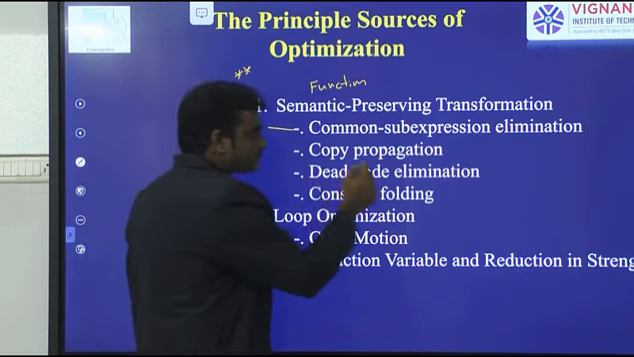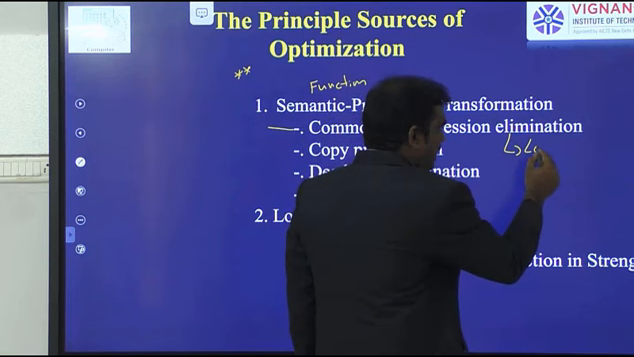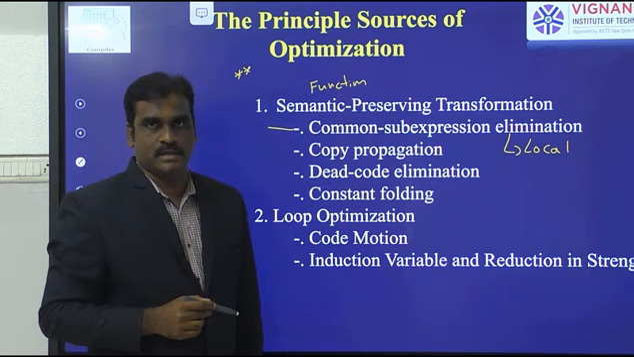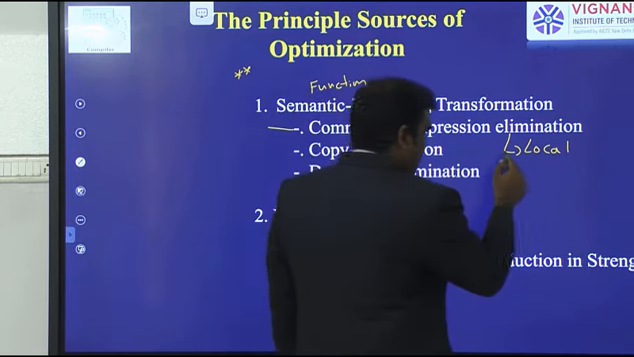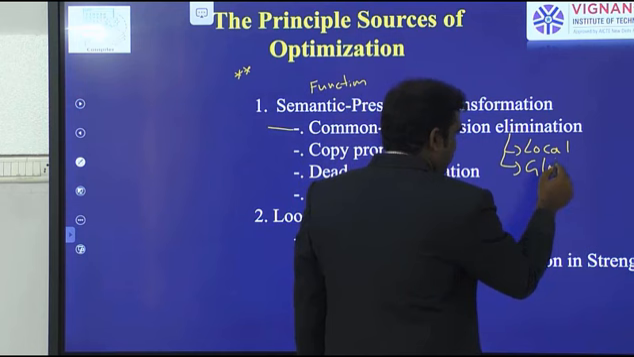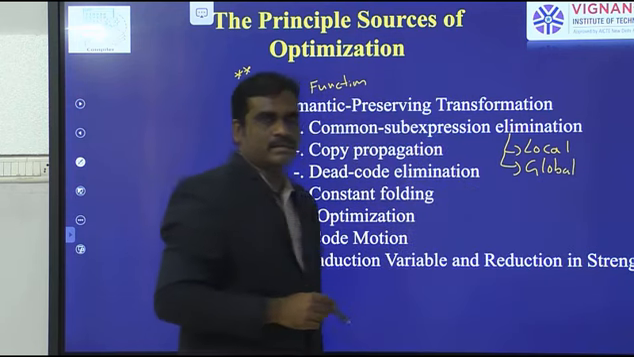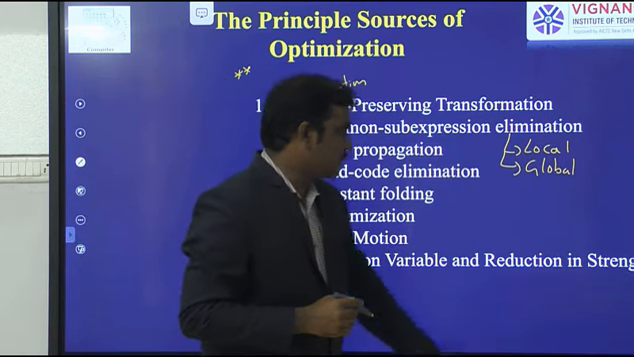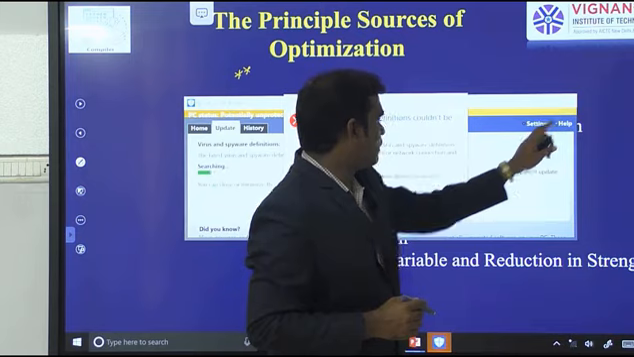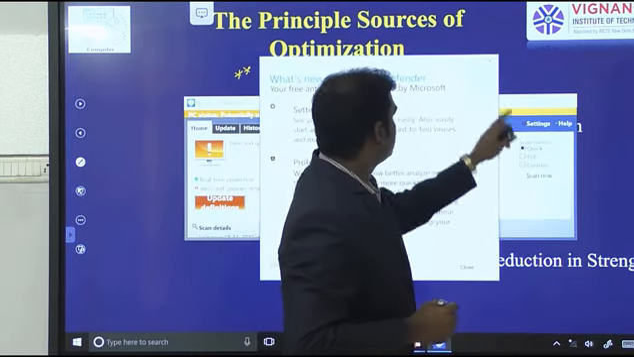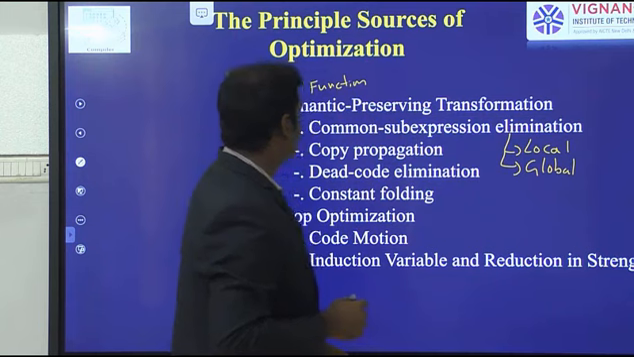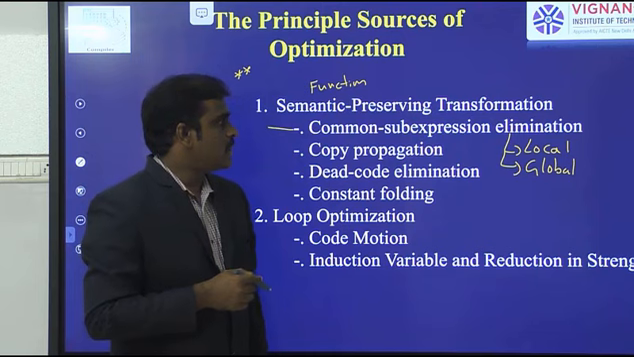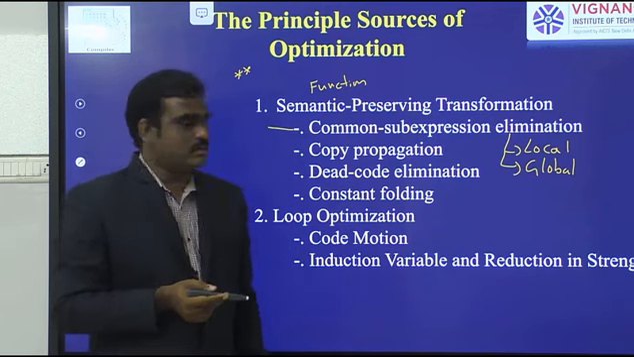In common subexpression elimination, we are mainly concentrating on 2 points. One is local common subexpression elimination, and the second one is global common subexpression elimination. One is local, and the second one is global. So that is the first point.